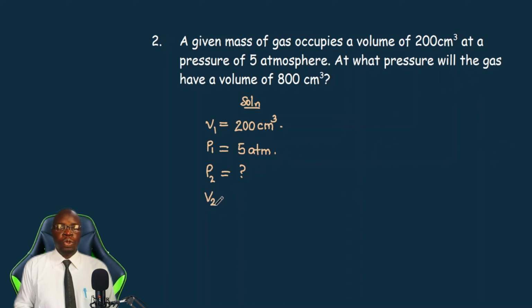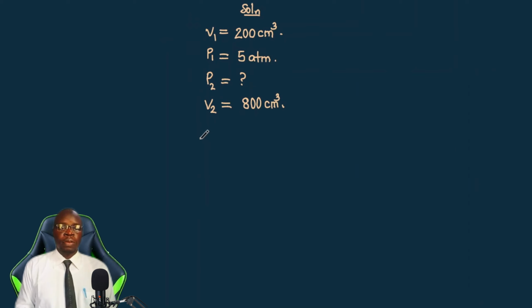So this is volume 2, that is represented by 800 cubic centimeter. So from here, we can quote our formula that says pressure 1 times volume 1 must give us pressure 2 times volume 2. And it's not always compulsory that you have to make the missing parameter the subject. You can go ahead and substitute directly.